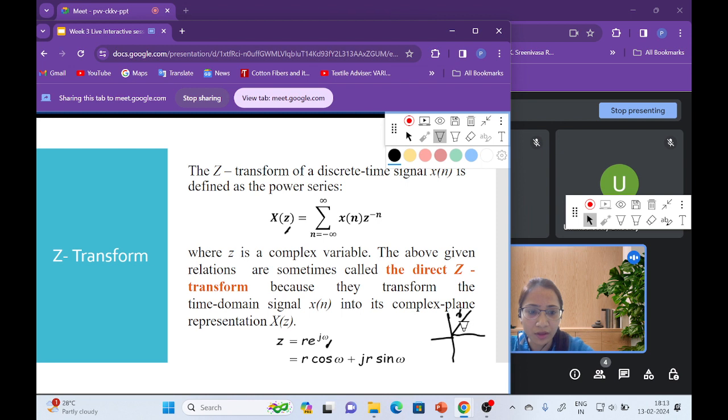As you know, e to the power j omega is defined by cos omega plus j sin omega, and r is a common factor, so r cos omega plus j r sin omega. And the Z transform is the frequency domain representation of a time domain signal x of n.